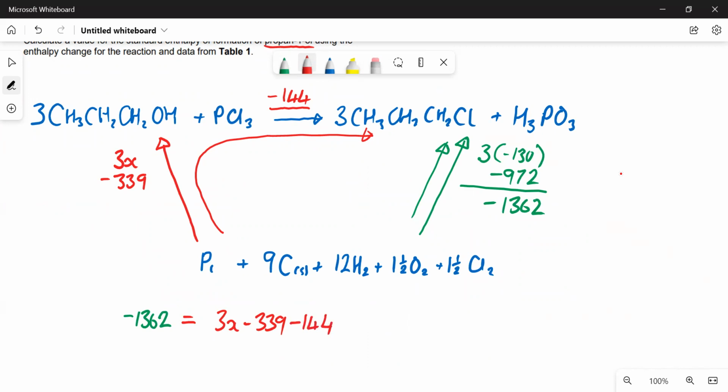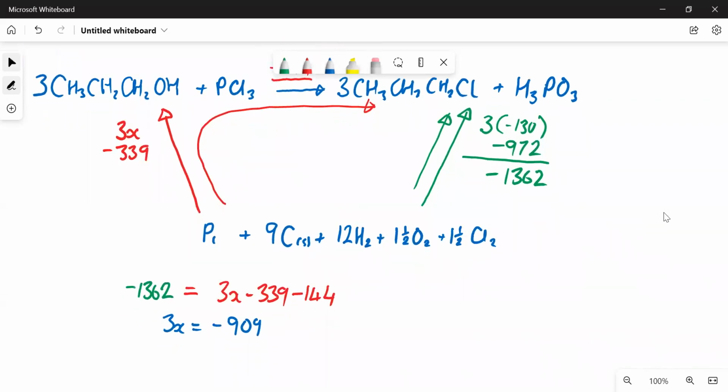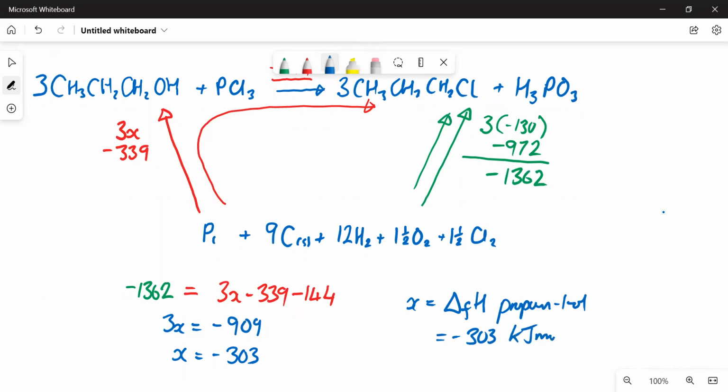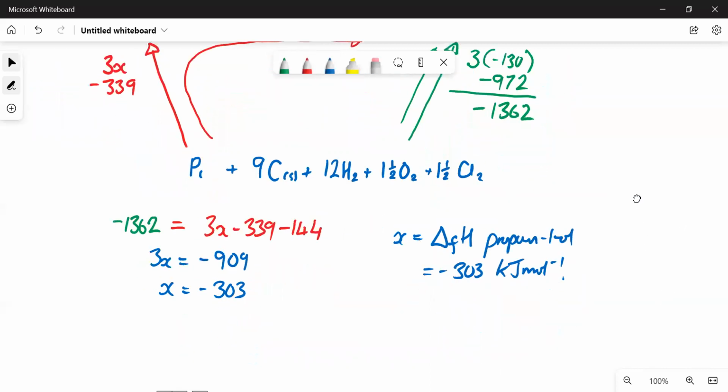So if we simplify that, we get 3x is equal to minus 909. And so x, divided by 3, is minus 303. Now x is equal to the enthalpy of formation of the propan-1-ol. So that's equal to minus 303 kilojoules per mole. Okay.